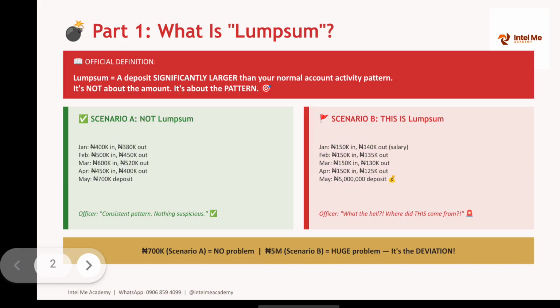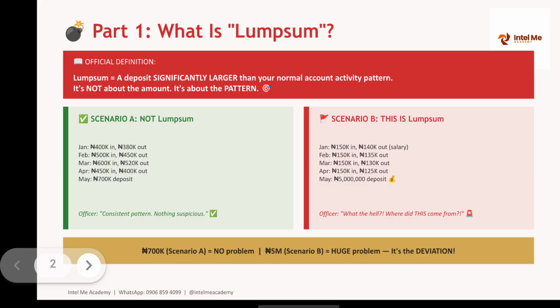Now look at another scenario. 150k, 150k, 150k just keeps coming in. Then suddenly there's a deposit of 5 million naira. Now that's lump sum, and that amount needs to be explained. Do you get it? So lump sums on their own are not the problem. The problem is when you don't explain it properly, or when you cannot explain it. That's usually where the problem is. So you can have lump sums provided you explain beyond doubt that the money is accessible to you, the source is legitimate, and you can always spend it.